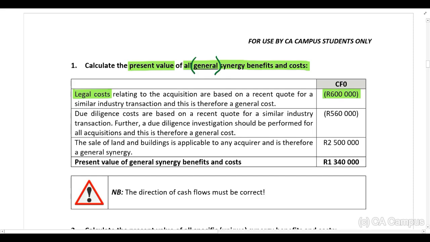Now please note, guys, the direction of your cash flows must always be correct. So obviously the legal cost is not a synergy benefit, it is a cost, so you need to show that as an outflow.